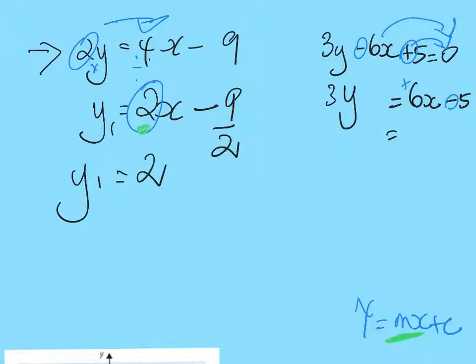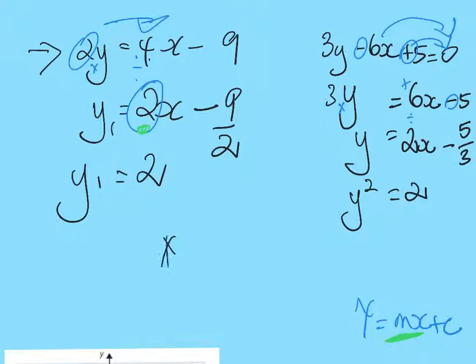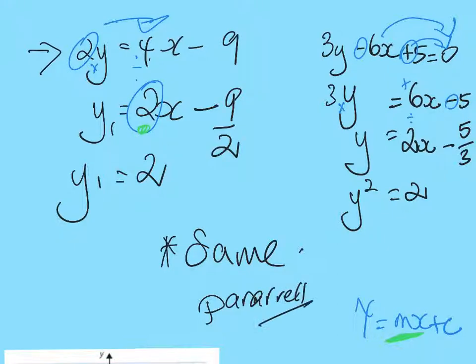3y. Then we want to change this to a y. Remember this is a multiplication. We need to divide it. So 6 divided by 3 is 2. 2x take 5 over 3. So for our second line, our gradient is 2. So these are definitely the same. So they are parallel. Beautiful.